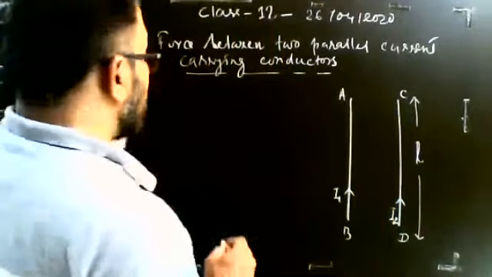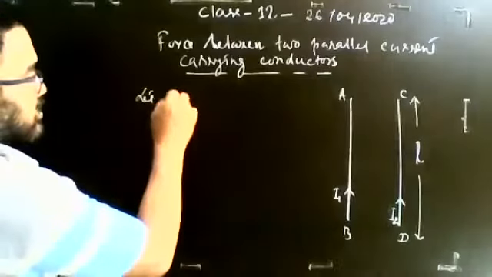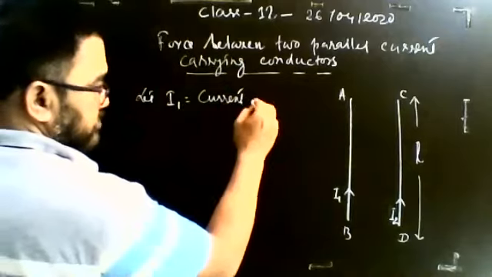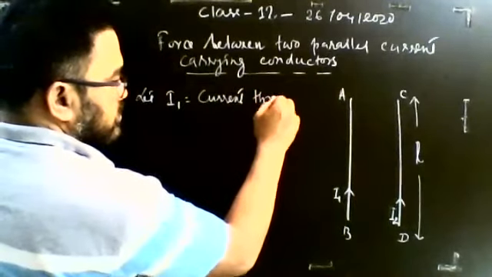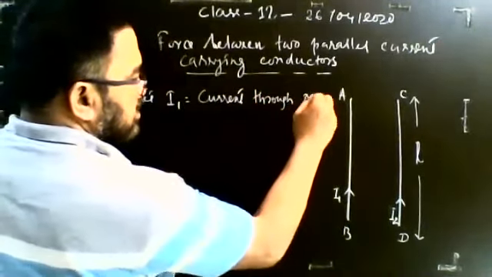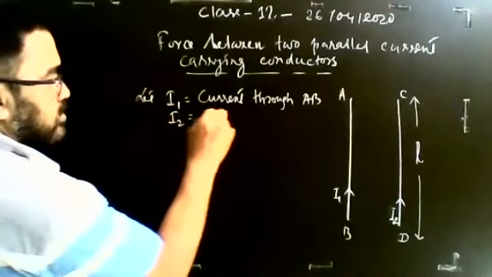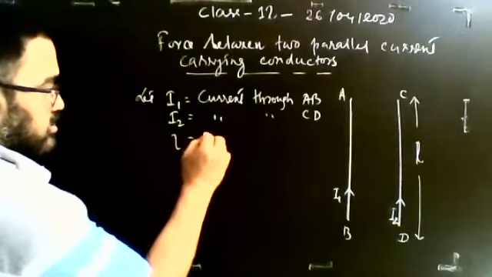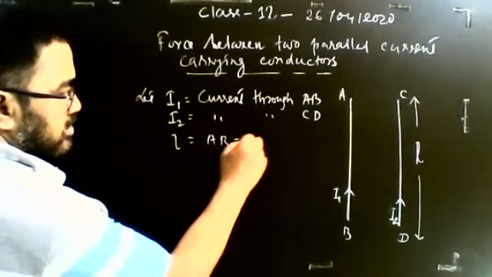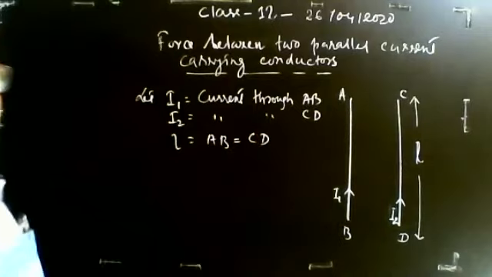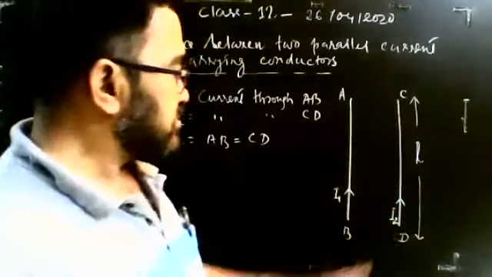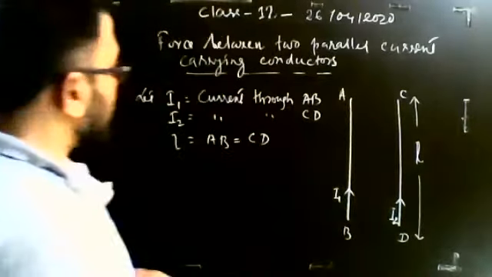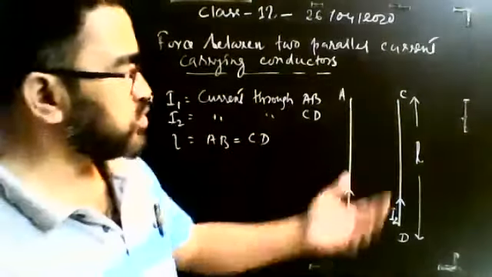Suppose let I1 be the current through AB and I2 the current through the CD conductor. L is the length of AB and CD, the same length. The two conductors have equal lengths. Now, how will they experience mutual force?